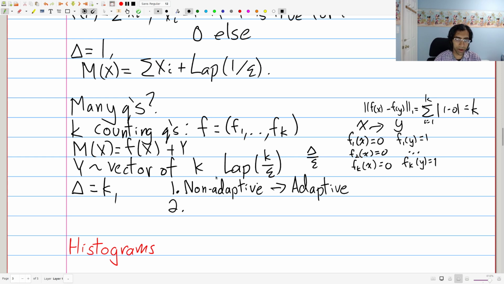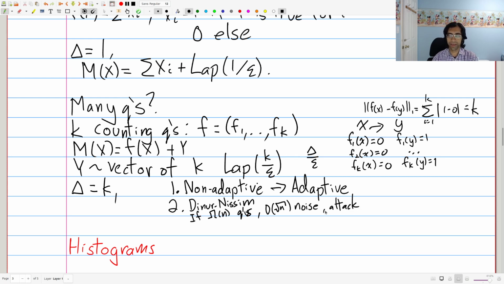And two, let's comment a bit on how good this defense is. How private is this? Let's think back to two lectures ago where we talked about Dinur-Nissim. And recall that in that time, we showed that if there's omega of n queries, and there is O of square root n noise, then there's an attack. That means it's blatantly non-private, and there's no way that the curator could answer this many questions with this little noise.